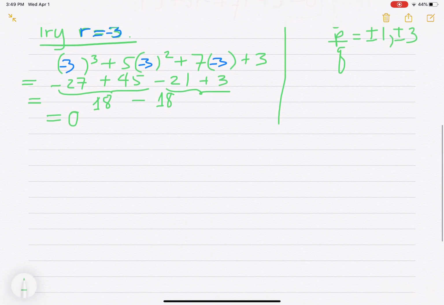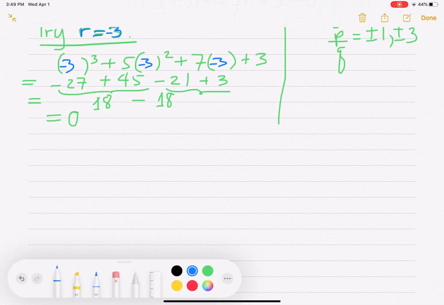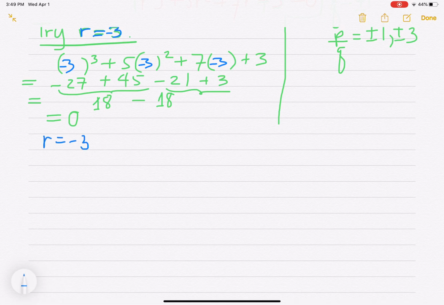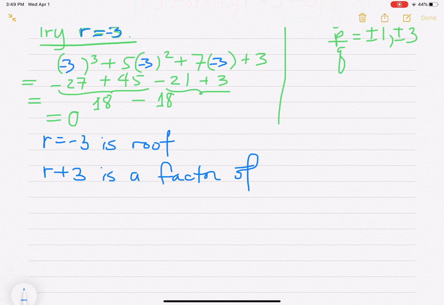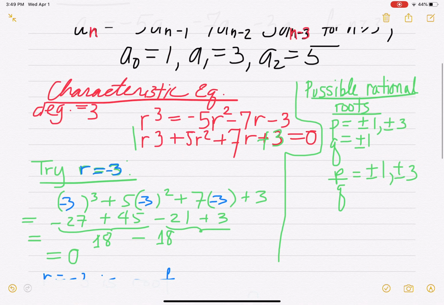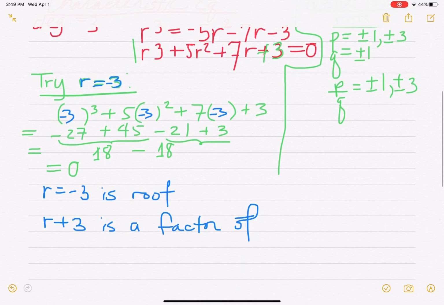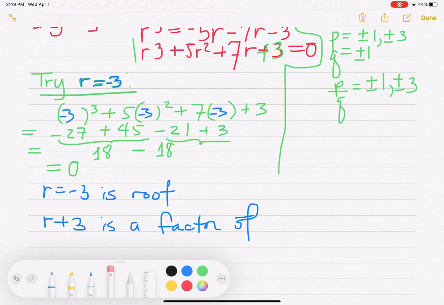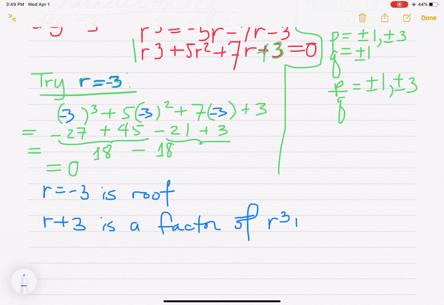So that means r equals -3 is a root. You could say it's a root of the equation or of the polynomial. That means r plus 3 is a factor of the polynomial. What was the polynomial here? Let me scroll. r cubed plus 5r squared plus 7r plus 3.